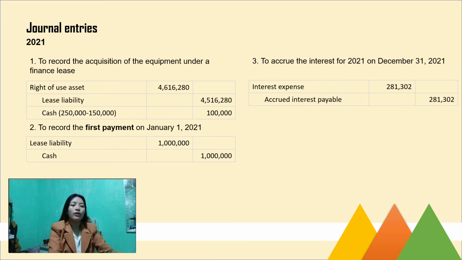Let's go dito sa table of amortization. So, the present value of the underlying asset is 4,516,280 noong January 1, 2021. Then, nagbayad tayo at the beginning of the year ng 1 million. So, idededuct natin yun. Magiging 3,516,280 na lang. So, from that present value, doon natin kukunin yung 8% or the implicit interest rate of 8%. So, to get that, ang makukuha natin ay 281,302. So, doon natin nakuha yung amount ng interest expense.